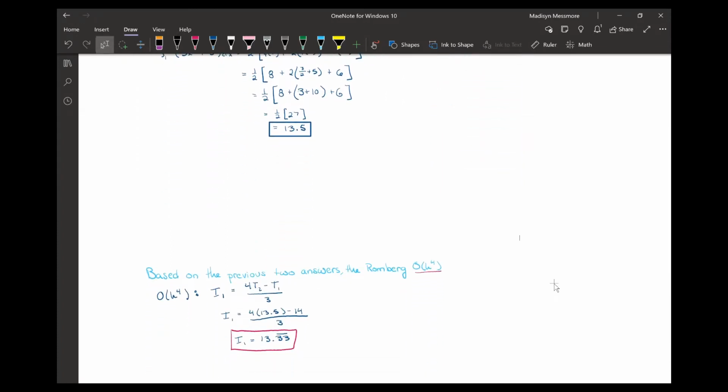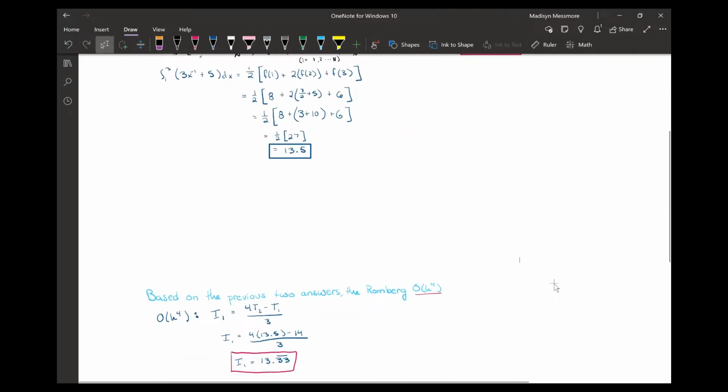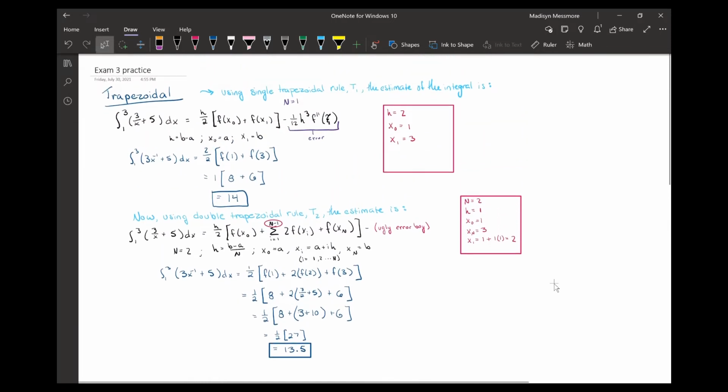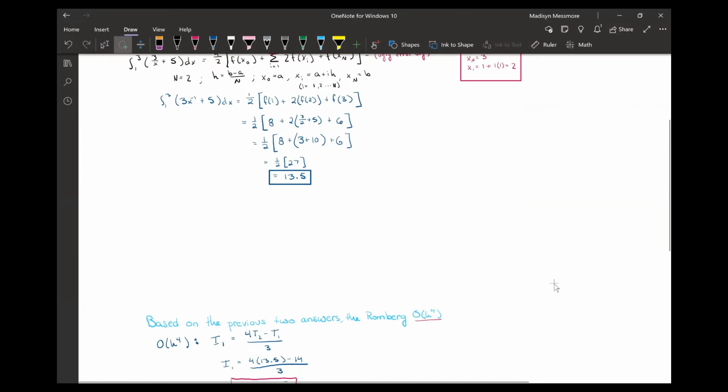What'd you get? 14.1666. Wait, I got a different answer. Oh, it's because I switched T2 and T1. I'm an idiot. Yes. Make sure you read carefully. Yeah, you get 13.3. Yeah, that's what I got. I made sure to write in the notation here to make it easier, and the question will probably ask you for T1, T2. That'll make it easier in terms of choosing which Romberg equation to use as well.